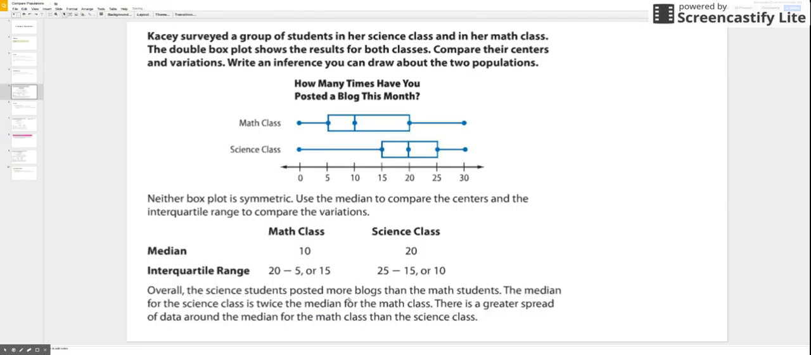Overall, the science students posted more blogs than the math students, right? 20 versus 10. The median for the science class is twice the median for the math class. There is a greater spread of data around the median for the math class than the science class. If you notice here, the data is spread out more than it is for the science class. So if you look at the interquartile range here, it's more spread out than the interquartile range here. So that's how you know which has a greater spread of data. Just compare their IQRs.